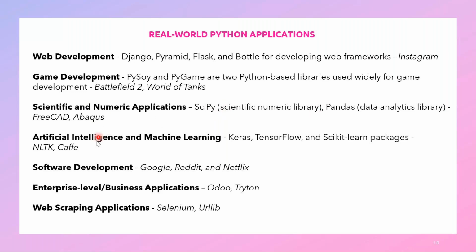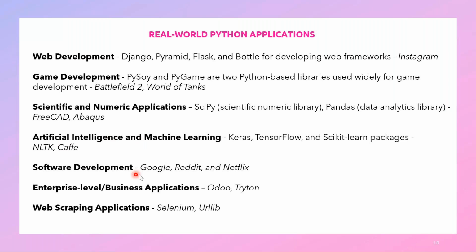When it comes to artificial intelligence, AI and ML, there are Keras and TensorFlow. You might have heard about TensorFlow. So TensorFlow, Scikit-learn, those Python packages we can make use of. Examples are NLTK and Caffe. Those applications are Python based.